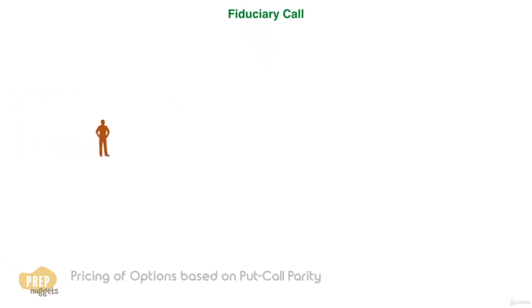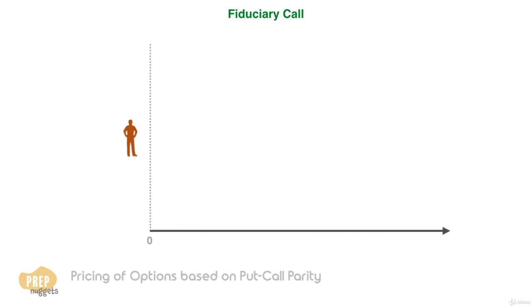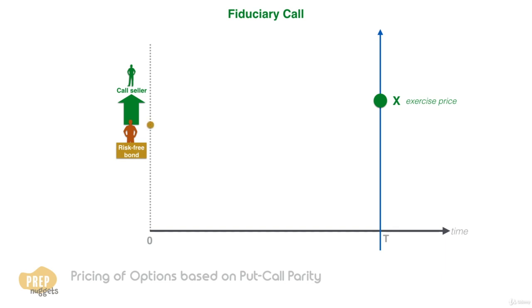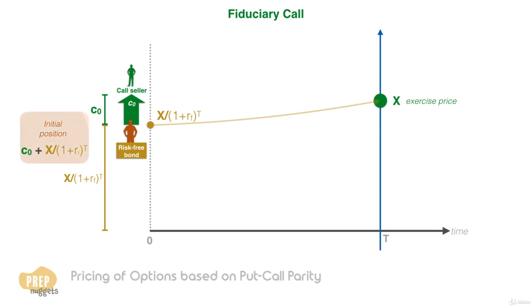Consider another investor, an options trader. At time 0, this investor buys a call option on this asset with an exercise price of X that expires at time t. At the same time, he buys a risk-free zero-coupon bond with a face value of X that matures at t. The call costs C0, and the bond costs the present value of X, which is X over 1 plus R to the power t. Thus, the investor has invested funds of C0 plus the present value of X.